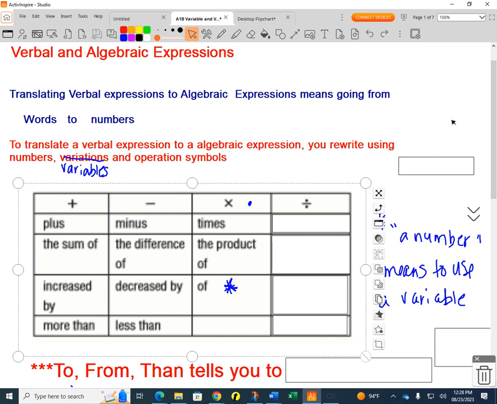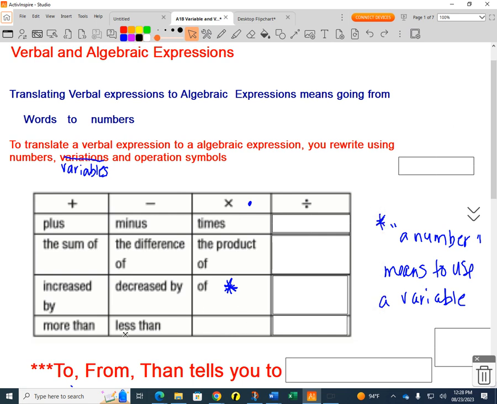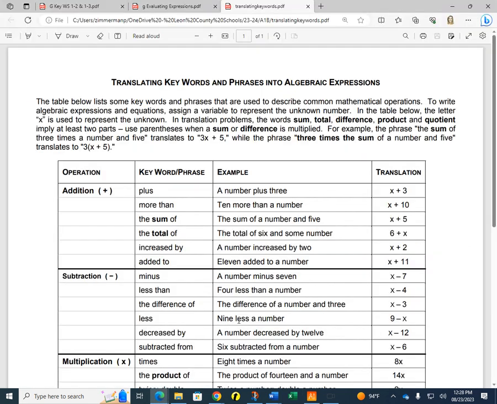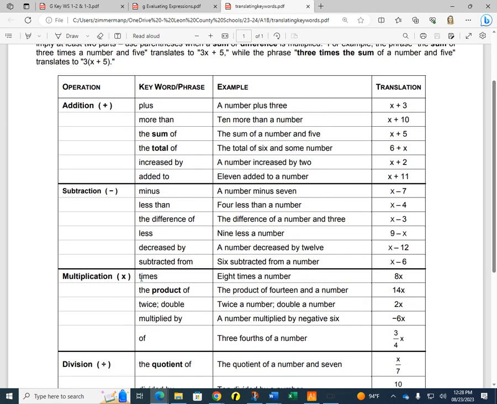All right, let's look at the sheet I gave you. We didn't look at the ones that say subtraction. So minus, less than, the difference of, and less. These two are not the same. Do you guys see less than and less? They do both mean subtraction, but they're a little different. We're going to talk about that in a second. Decreased by, subtracted from, even the takeaway, that's a good one. Let's look at multiplication. Times, the product of, twice and double.